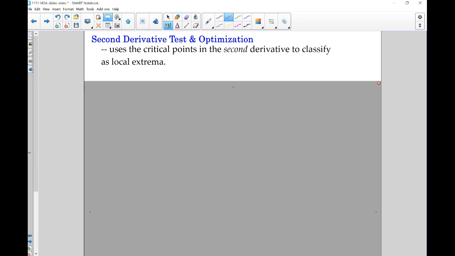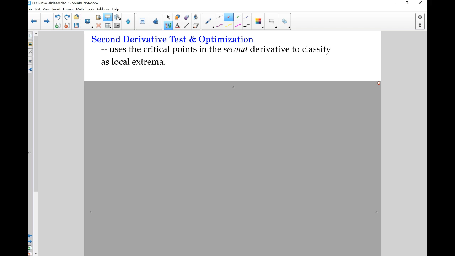This video is going to discuss the second derivative test, which is another way of classifying local extrema in certain scenarios, and also an application of the first and second derivative tests in problems that are known as optimization problems, where you are asked to find a maximum or minimum value of a function in a real-world scenario.